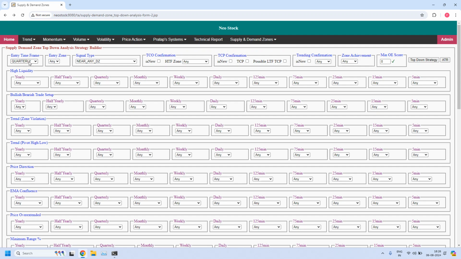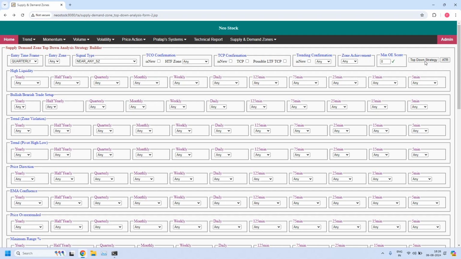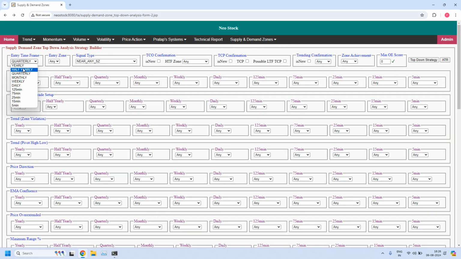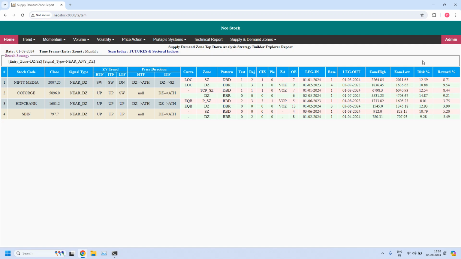So I'm going back. For quarterly time frame, let us find the stocks near quarterly supply zone. And 3 stocks are near to the quarterly supply zone. And the next time frame is monthly. Let us find the stocks near monthly demand zone. 4 stocks are near to the monthly demand zone.